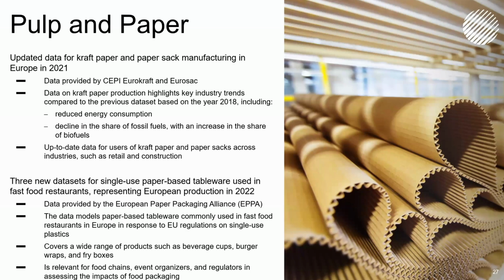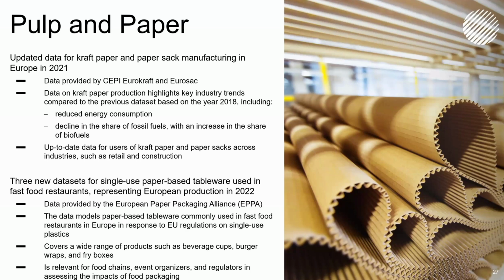The second main update concerns the introduction of 3 new datasets for single-use paper-based tableware. These datasets represent European production as of 2022 and were developed with data provided by the European Paper Packaging Alliance. Paper-based tableware is commonly used in fast food restaurants in Europe, in large part in response to EU regulations that restrict the use of single-use plastics.